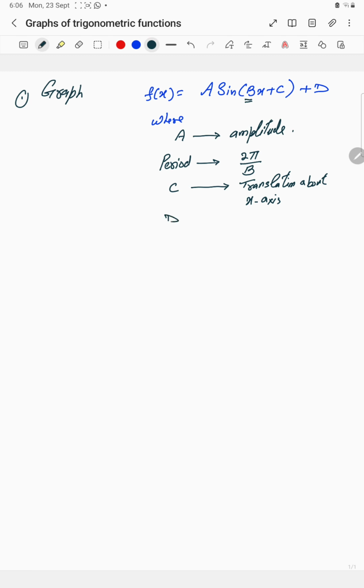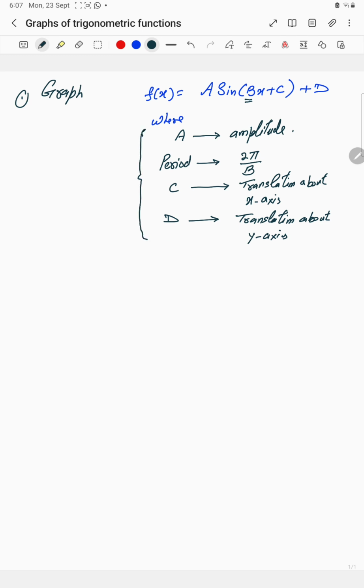And d represents the translation about the y-axis or vertical axis, right? Plus d represents that the graph of the function will move upward, and if d is negative, it will translate downward. Okay, these are the few basic things which you need to know.